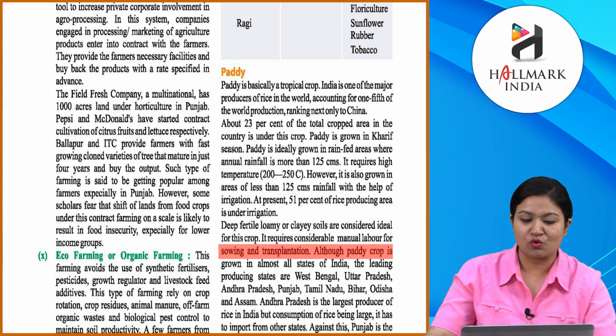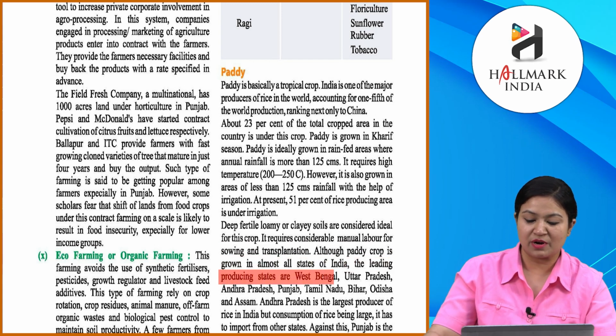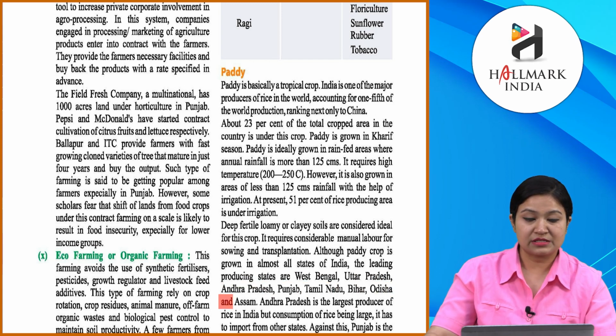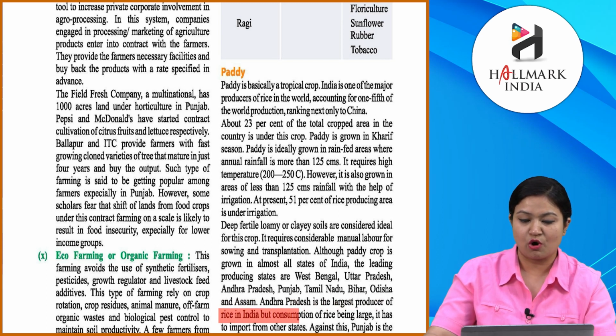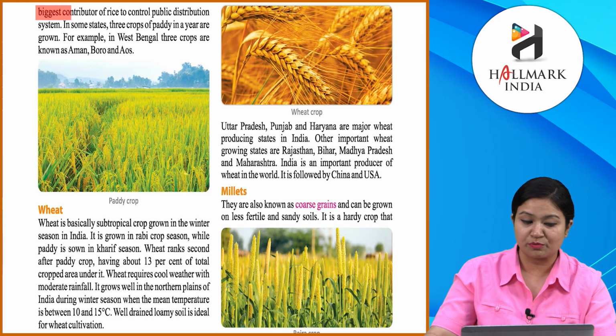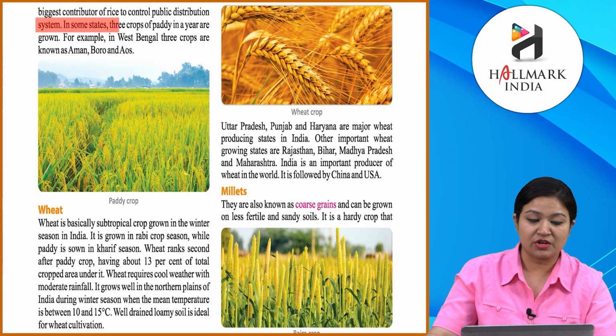Although the paddy crop is grown in almost all states of India, the leading producing states are West Bengal, Uttar Pradesh, Andhra Pradesh, Punjab, Tamil Nadu, Bihar, Odisha and Assam. Andhra Pradesh is the largest producer of rice in India, but as consumption of rice is high, it has to import from other states. Against this, Punjab is a bigger contributor of rice to the public distribution system. In some states, 3 crops of paddy in a year are grown. For example, in West Bengal, the 3 crops are known as aman, boro and aus.